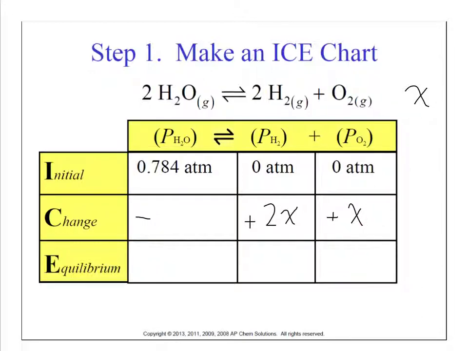And then in order for those two to produce, we're going to have to get rid of some of our H2Os, which means we'll have to decrease by 2x because of 2 H2O. So what that means then is at equilibrium, we would have 0.784 minus 2x atmospheres of water.